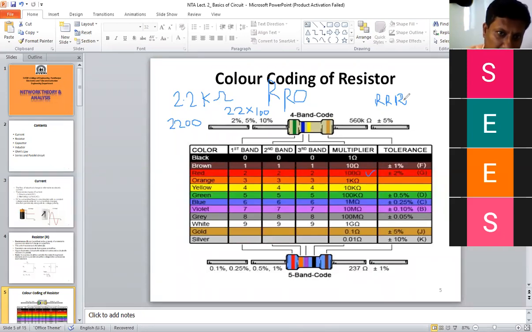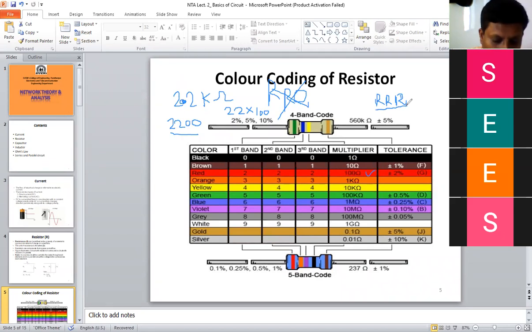Orange means how much will come, do you know? How much will come? 22K. If it is 22K, then orange will come. So this is the wrong one. Okay, so 2.2 is there. 2.2 means what? 2200. 2.2K means 2200. So 22 is already there, 22 into 100. If you do it, you can get this one. So this value we can achieve by red, red, red. All are the red colors.